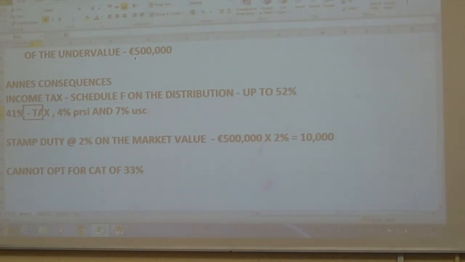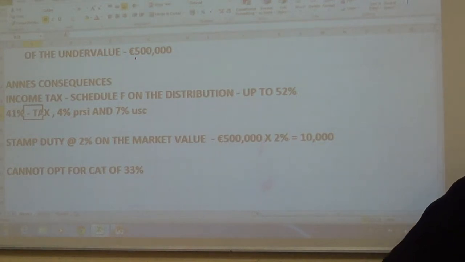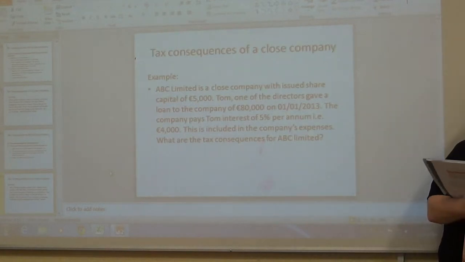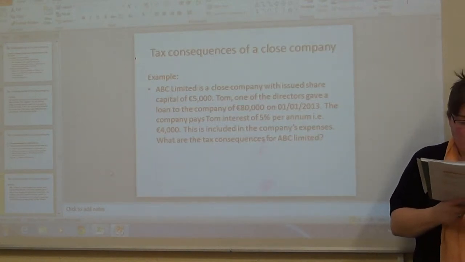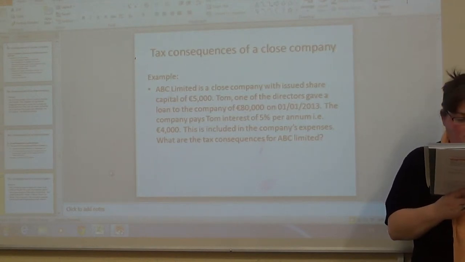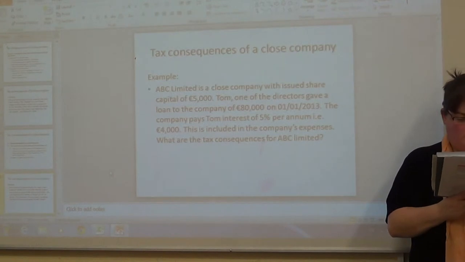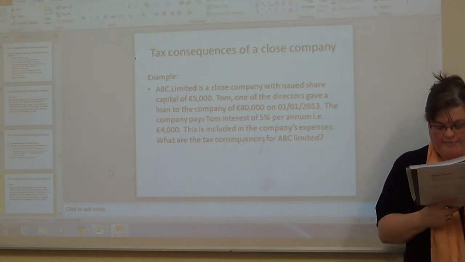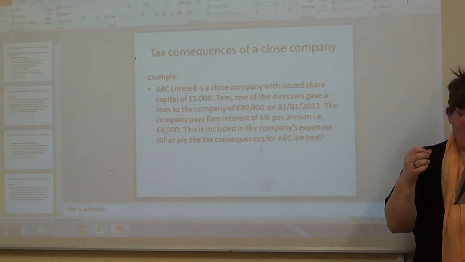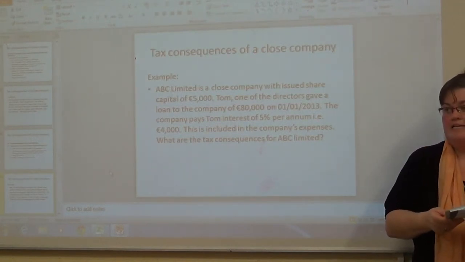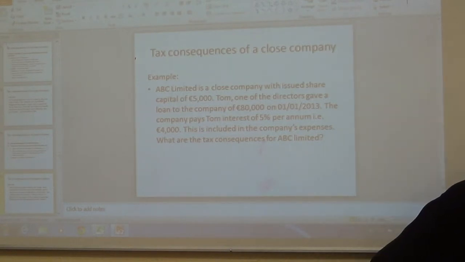Okay, and the best way to do this is actually do a little example of it. So if you just look at the example here. The excess interest. ABC Limited is a company which issued share capital of 5,000. Tom, one director, gave a loan to the company of 80,000 on the 1st of January 14. The company pays Tom interest of 5% per annum, which is 4,000 euro. This is included in the company's expenses. What are the tax consequences for ABC Limited? So the first thing we have to work out is how much of that 4,000 interest they can actually claim as an expense. So if we go over to our Excel here.